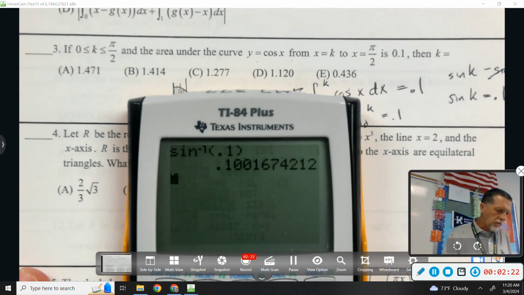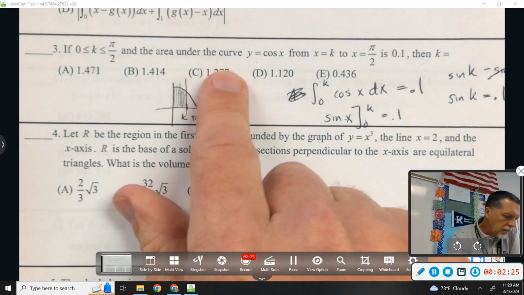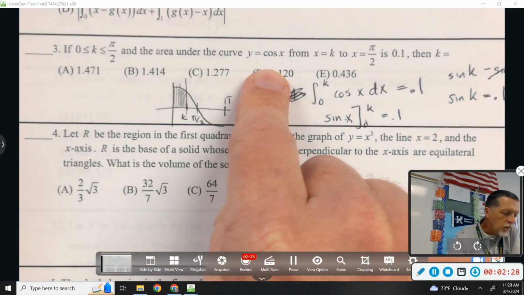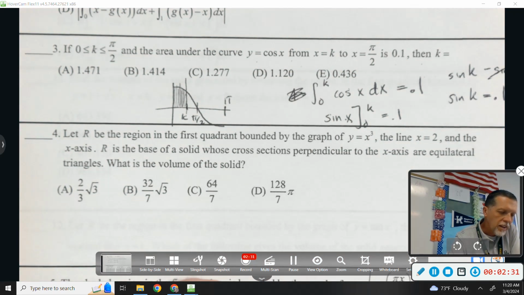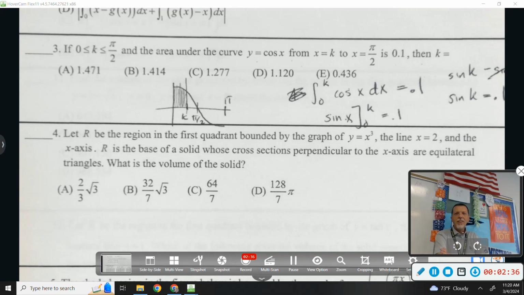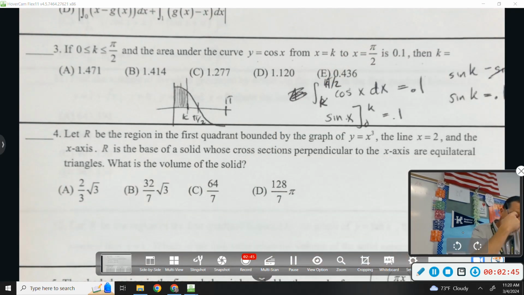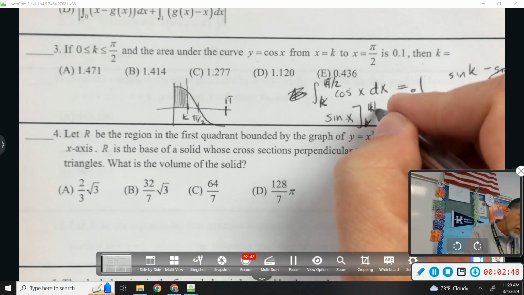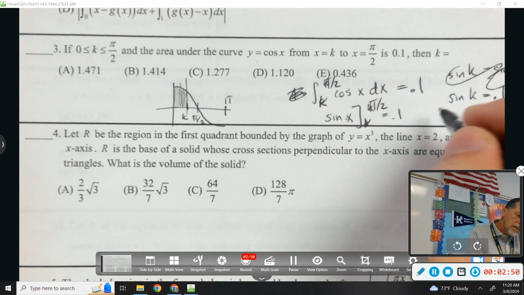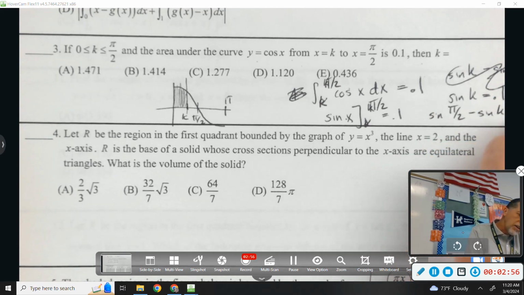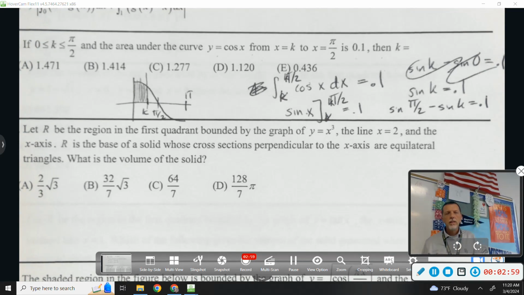Mode in radians. The area under the curve, y equals cosine of x. Oh, maybe I should read the problem more carefully. What did I do wrong here? I set the limits wrong. It very clearly says from k to pi over 2. So k to pi over 2. So sine of pi over 2 minus sine of k equals 0.1. Yeah, I set the limits wrong.